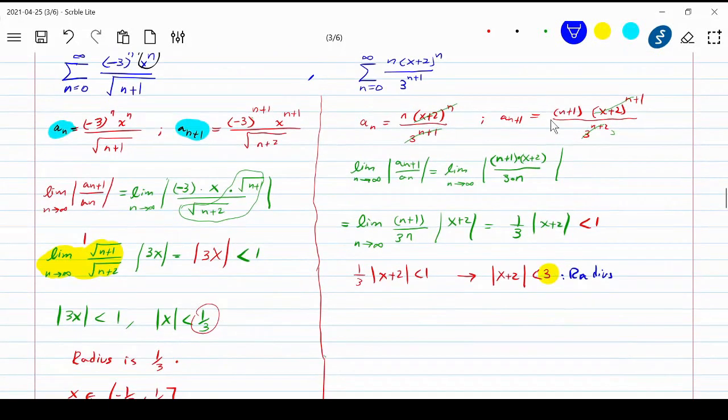Okay, how about the interval? Again, the interval becomes x plus 2 is less than 3 and greater than -3. Subtract 2 from both sides. What you have is x less than 1 and greater than -5. Or you can write it as x plus 2 less than 3 and greater than -3. This is the same as saying x is in, add -2 to all three sides, x would be from -5 to 1.